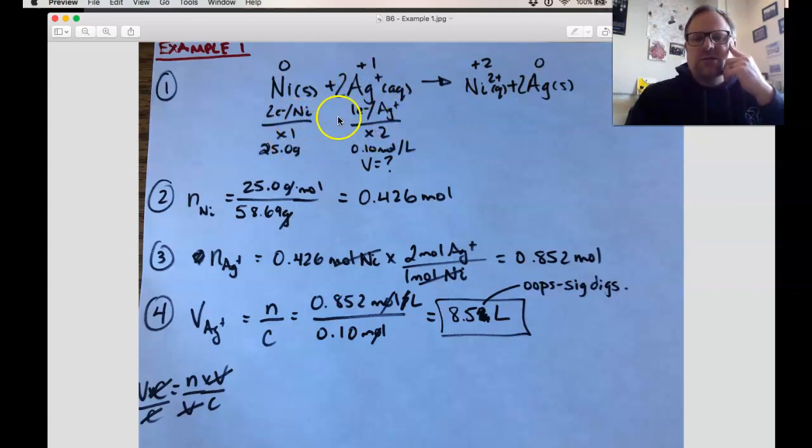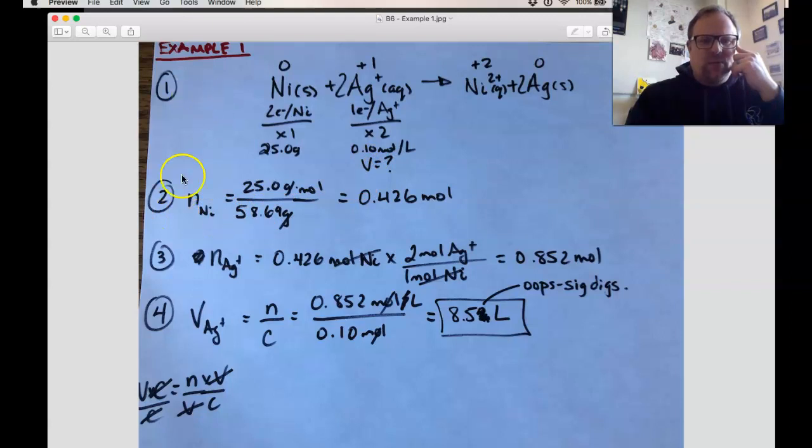Number of electrons lost must equal number of electrons gained, so I'm going to put a coefficient of 2 in front of the silver ion to make sure that balances, which is going to require me to put a 2 over here as well. What I've filled in down here is the information that was given to us, the knowns in the question and the one unknown. We're asked to figure out the volume of silver solution that would be needed to react with 25 grams of nickel. So I've written in my 25 grams of nickel and my concentration of the silver ion solution, which is 0.1 mole per liter.